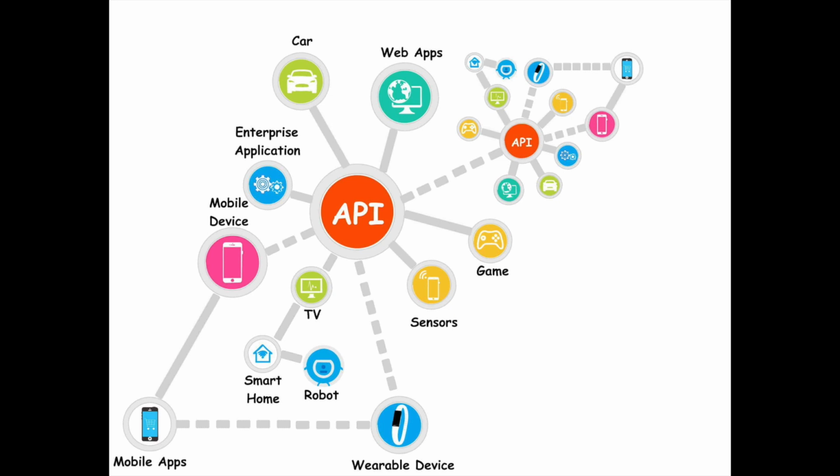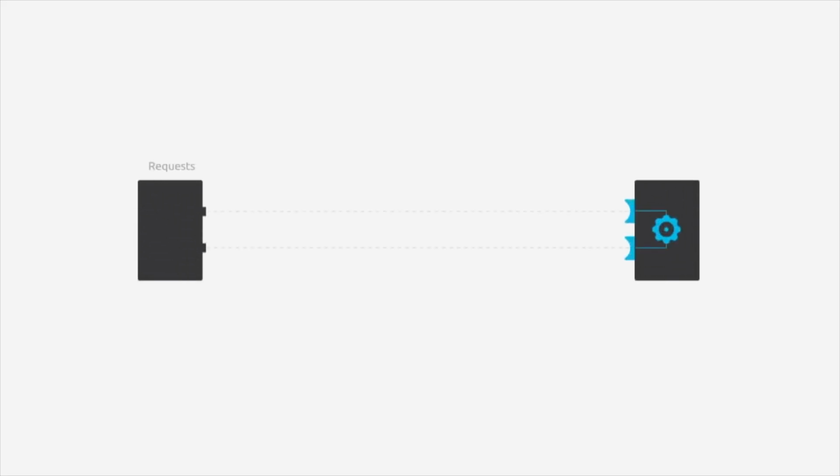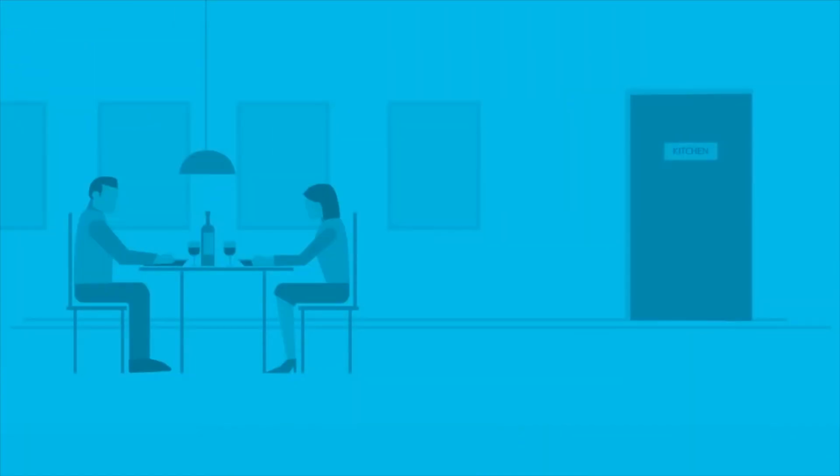So API is present in all the applications we are using right now. It may be in your desktop or mobile applications or websites, wherever. In simple words, API is a messenger that takes a request, tells the system what you want to do, and then returns the result back to you.